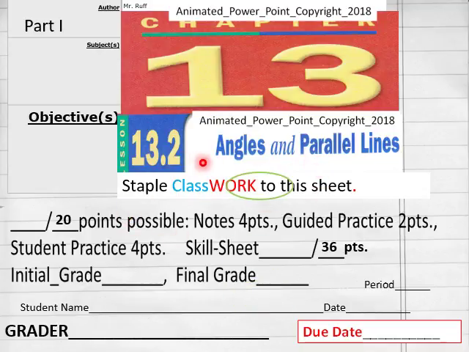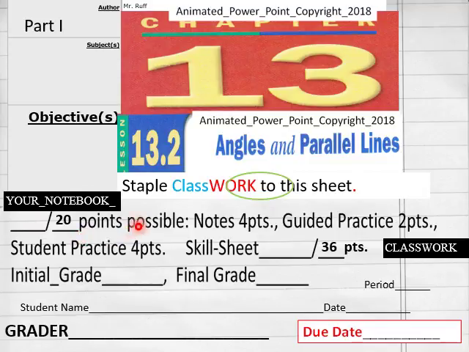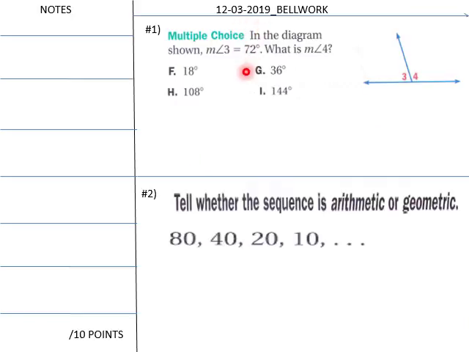Today, 13-2 angles and parallel lines. We have a 36-point skill sheet for classwork and then a 20-point notebook guide today, Part 1. And our bell work today, teachers, we have a multiple choice for number 1. And then number 2 is tell whether the sequence is arithmetic or geometric. Give your students 5 minutes for this one.